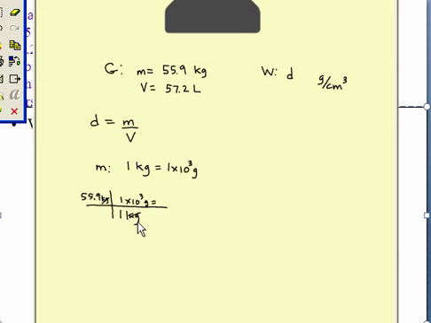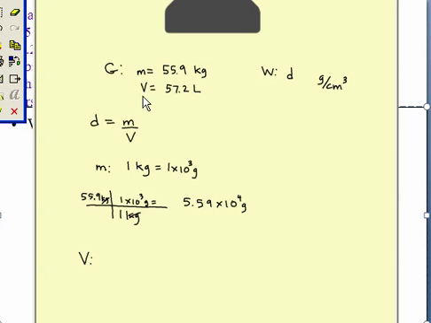My kilograms cancel out, and when I express my answer in scientific notation, we get 5.59 times 10 to the fourth grams. And I have the same number of sig figs that I started with. Now let's look at my volume.